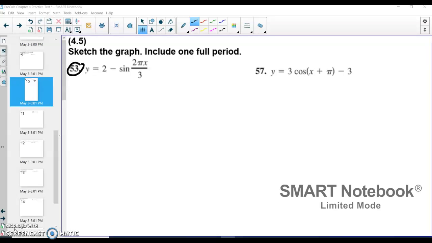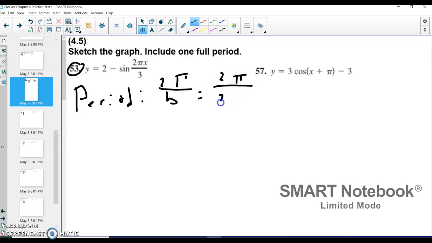The first thing I do when I graph is start with figuring out what the period is. And there is going to be a period shift because that b value is not equal to 1. So what I do is I take 2 pi, because that's the period of a sine function, and I divide it by the b value. The b value in this case is that odd thing, so that's going to be 2 pi divided by this odd b value, which is 2 pi over 3.